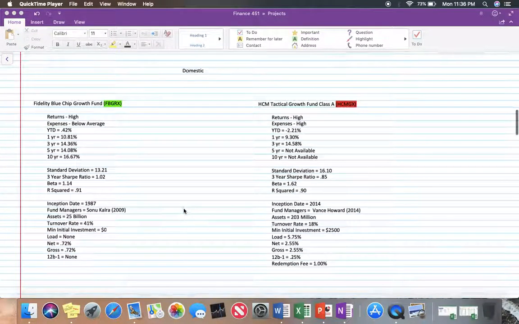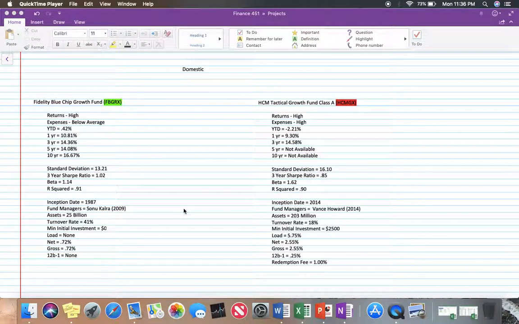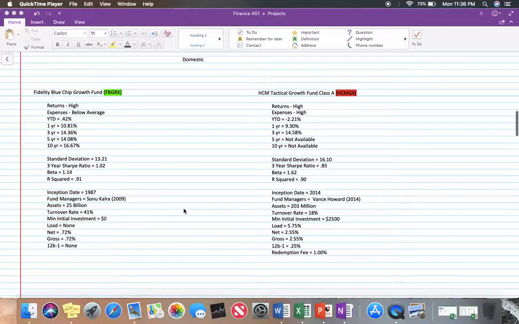Moving on to domestic, we have the Fidelity Blue Chip Growth Fund and the HCM Tactical Growth Fund Class A. So if we look at both of these returns, you can see that they both have high returns, but the HCM Tactical Fund has much higher expenses.